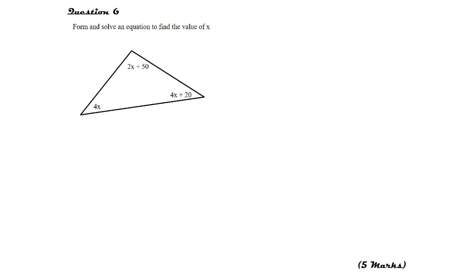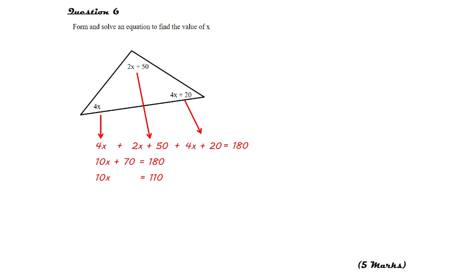So what I'm going to do is think about all my angle facts to do with triangles, and I know that the 3 angles add up to 180. So I'm going to take this 4x and this angle 2x plus 50 and this angle 4x plus 20, and as I said, those 3 angles are going to add up to give me 180. Once I've formed this, I'm going to simplify the left hand side to get 10x plus 70 equals 180, and then from here on in it's just a very simple straightforward solving equation to get x equals 11.